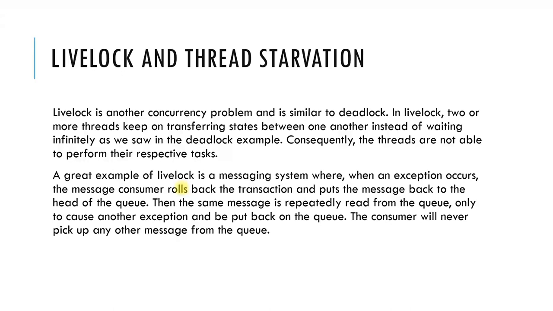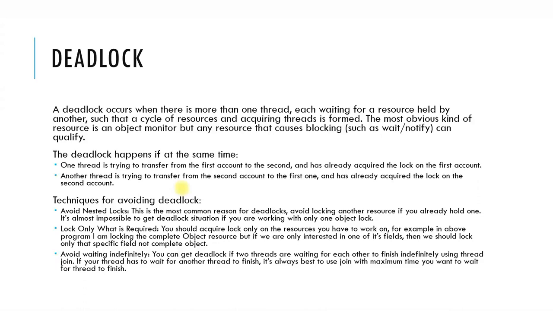Okay, let's start with deadlock. Deadlock occurs when there is more than one thread, each waiting for a resource held by another, such that a cycle of resources and waiting threads is formed. The most obvious kind of resource is an object monitor, but any resource that causes blocking, such as wait and notify, can qualify. The deadlock happens if at the same time one thread is trying to transfer from the first account to the second and has already acquired the lock on the first account, while another thread is trying to transfer from the second account to the first one and has already acquired the lock on the second one. Techniques for avoiding deadlock: avoid nested locks, lock only what is required, and avoid waiting indefinitely.